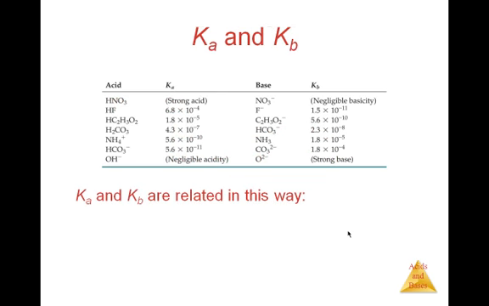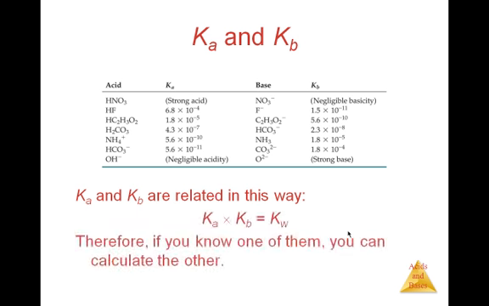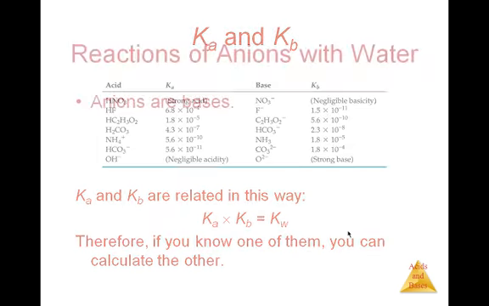Alright, Ka and Kb. They're related to each other with this equation. K sub A times K sub B is always going to equal K sub W. Don't forget K sub W is that 1 times 10 to the negative 14th value we're dealing with. Remember the 14 is symbolic of the pH scale going up to 14. Therefore, if you know one of them, you can use it to calculate the other one.